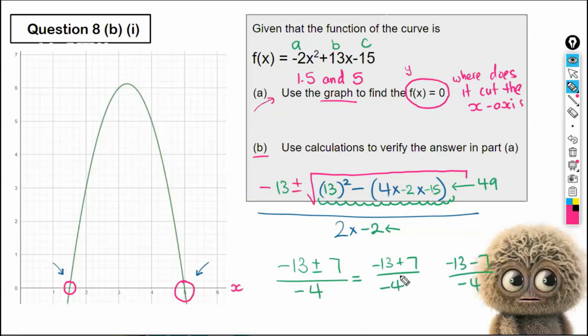But if you plan on typing it in straight on the calculator, make sure the top is in brackets. Otherwise, your calculator will not divide both of them by the -4. It will only divide the 7 by the -4. And I guarantee you, if you do this, you will get back 1.5 and 5. I'm pretty sure. But check it for yourself on the calculator. Make sure you see it on the screen itself. Don't ever say, on the day of the exam, I could do that. Now is the time to make sure.